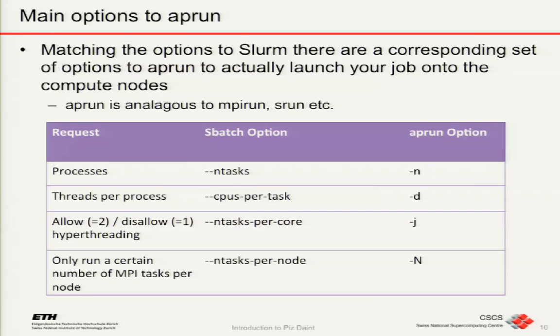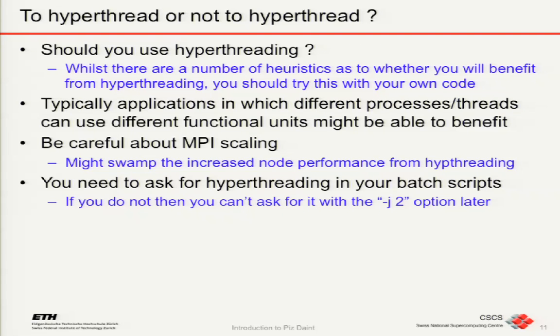So the main options to aprun generally match ones that we have as options to sbatch. Aprun, of course, being analogous to mpirun, srun, etc. So processes, ntasks is -n, CPUs per task, and so on. For ntasks per core it is -j, but we have this issue at the moment, as I mentioned, that this one you just have to repeat what you've done before.